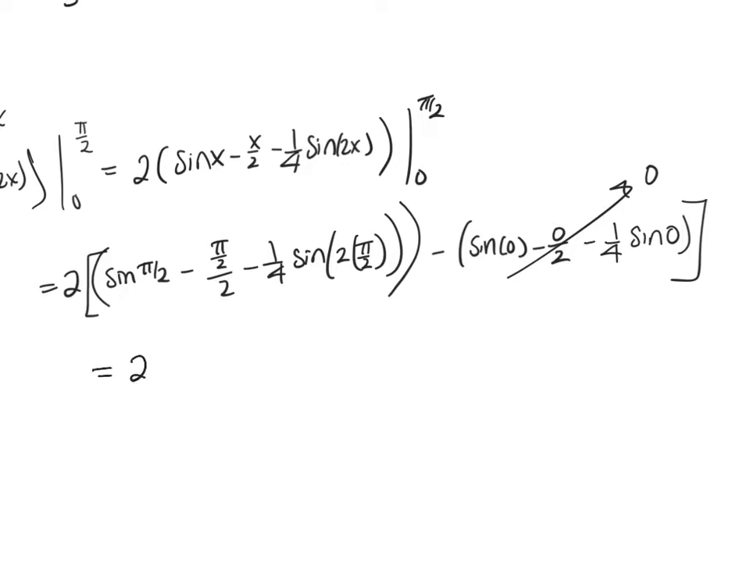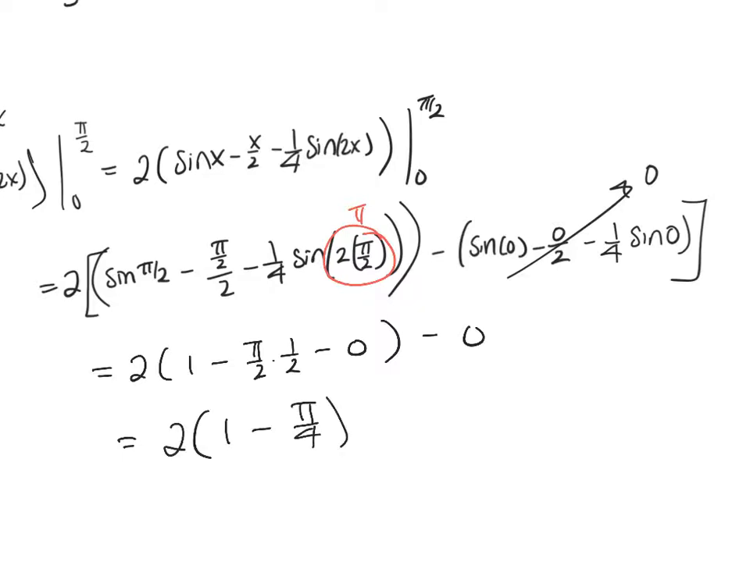The sine of pi halves is 1, minus pi over 2 multiplied by 1/2. And then minus... this right here cleans up to just pi. And the sine of pi is 0. So minus 0, minus 0. So I've got 2 times (1 minus pi fourths), and I can just leave this as 2 minus pi halves.